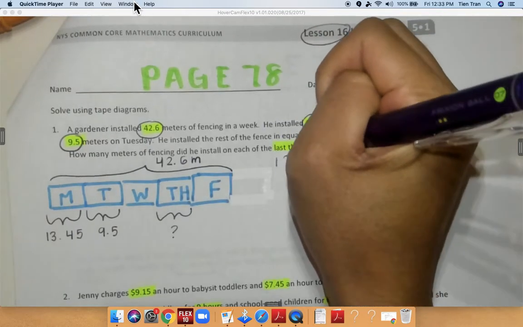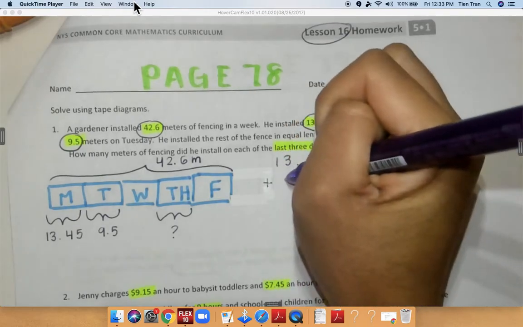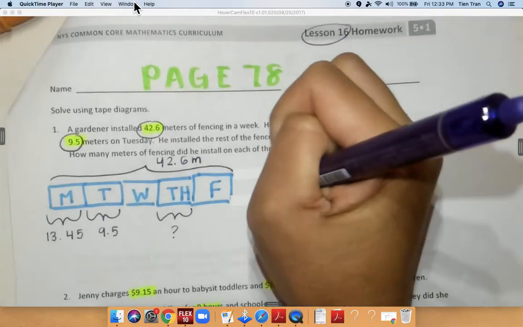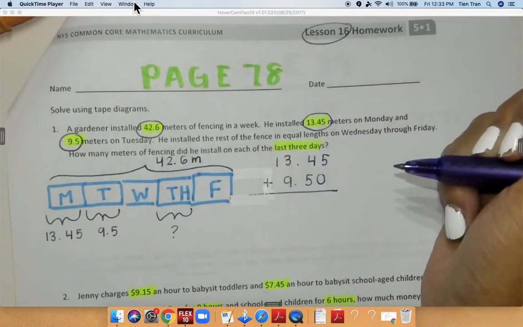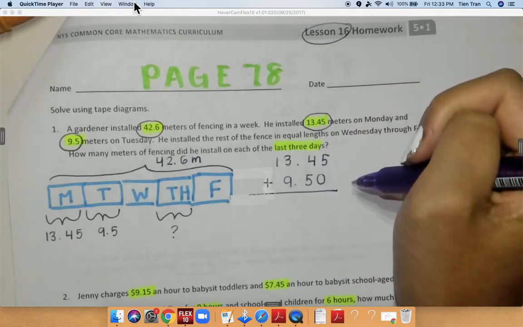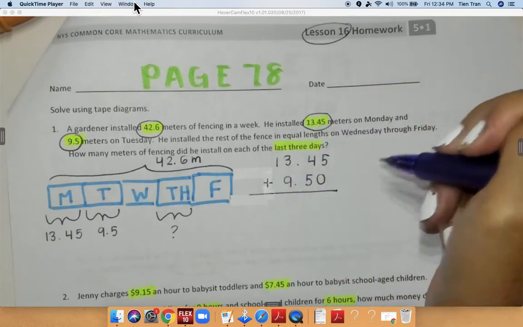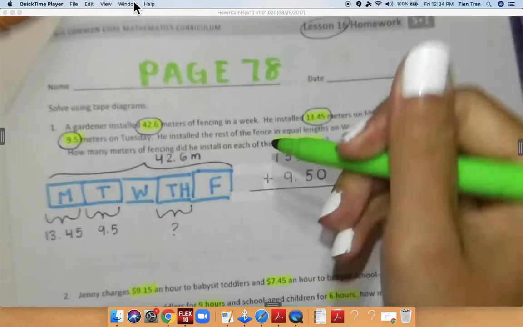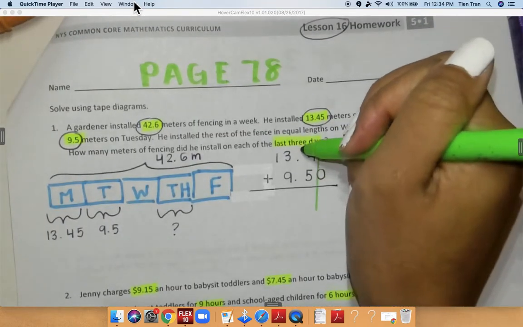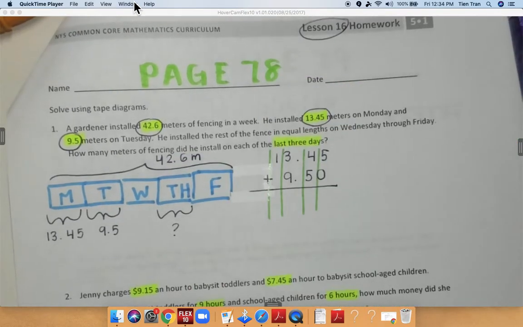So I'm adding 13.45 plus 9.5. And you can add a 0 right there if you want to because numbers after a decimal are zeros. So it helps me to see which ones are being added together. If it helps you even more, if you want to draw lines in between each of your numbers so that your place values don't get mixed up, that's a good idea too.